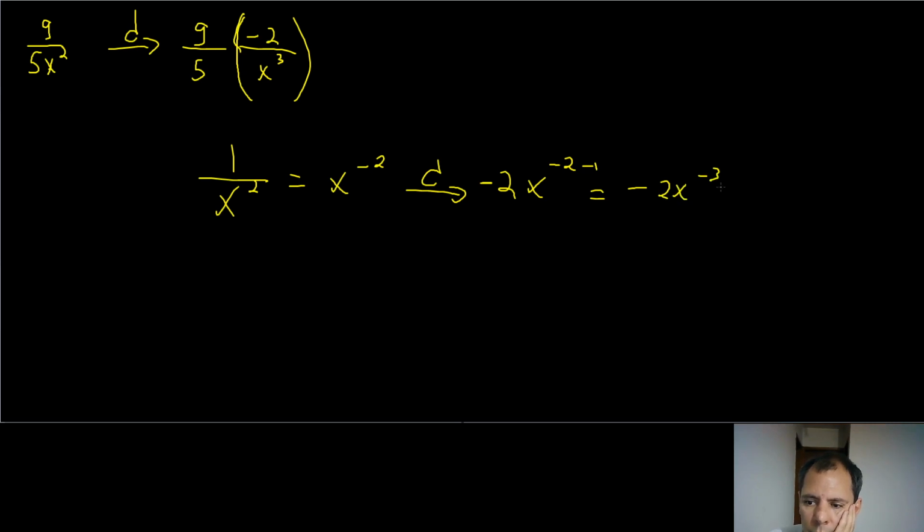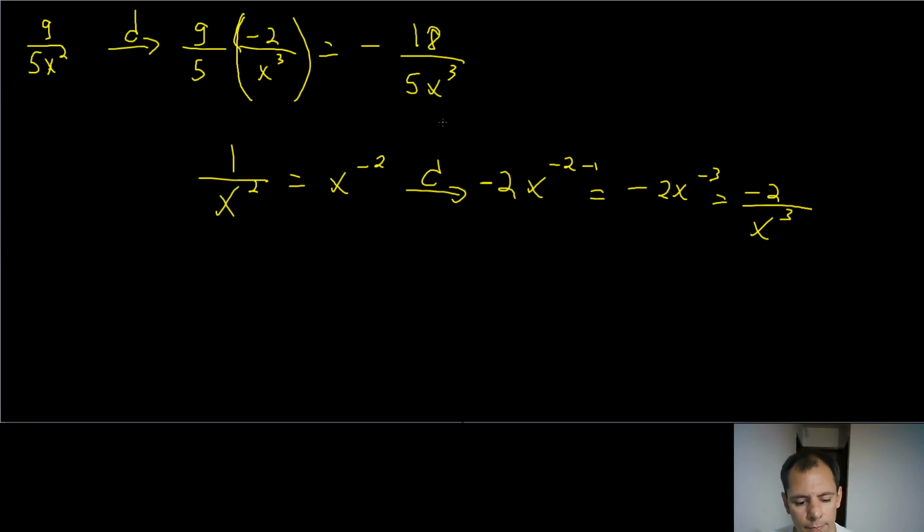Minus 2x to the minus 3, which is minus 2 divided by x cubed. Okay, and that's what we have here: minus 2 divided by x cubed. Multiplying this stuff, it's going to be minus 18 over 5x cubed.